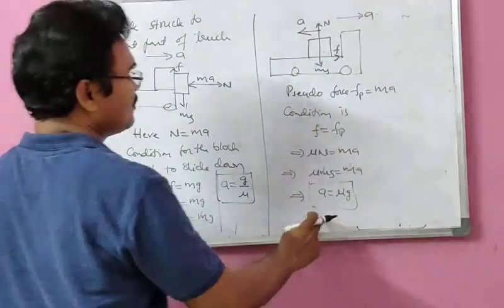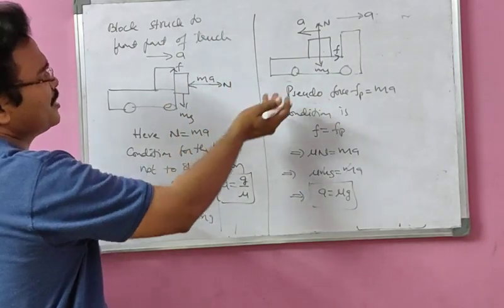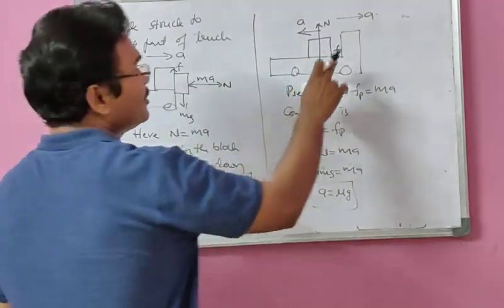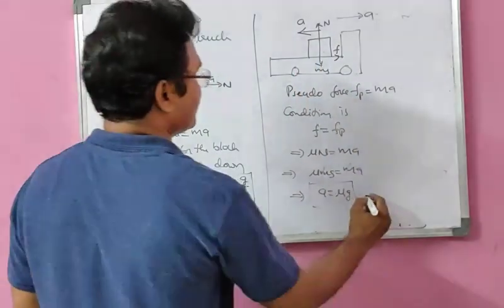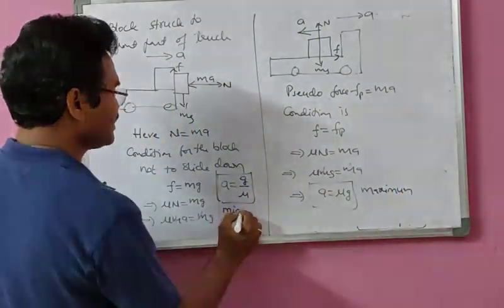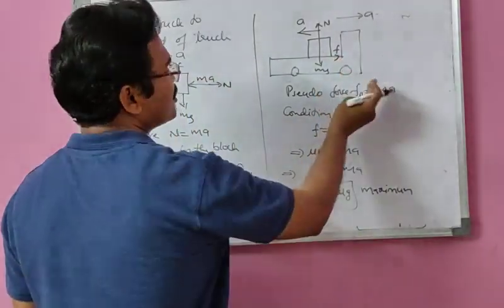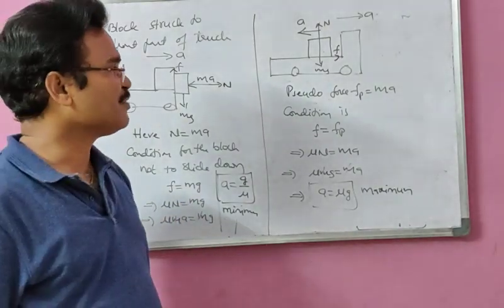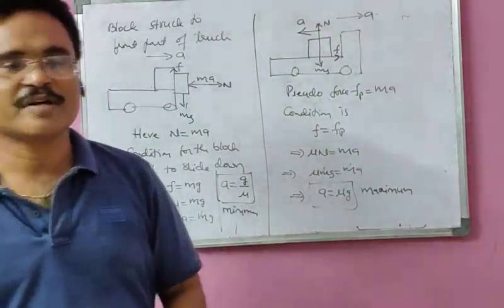If it moves faster than this, the block will stay stuck. If it moves more than this, no problem, it will stay stuck. But if it is less than this, it slides down. This is the minimum one. I am sorry, this is the maximum acceleration, and this is the minimum acceleration required to keep the body stuck so that it does not fall down. This is the maximum acceleration so that the block will not slide from the edge of the lorry. These are some of the concepts which you can use while solving problems. I hope you understand what I said. Thank you.